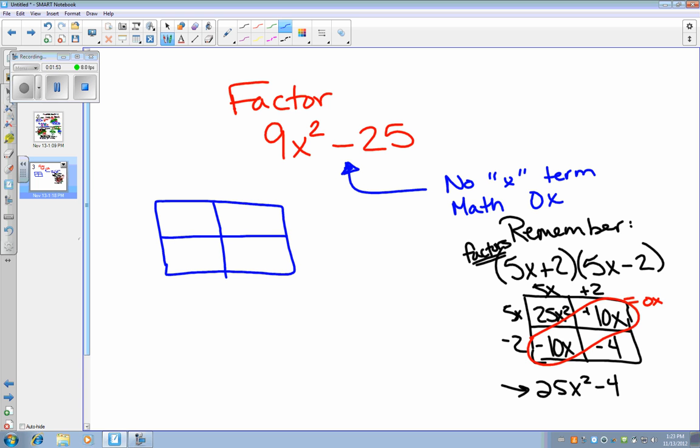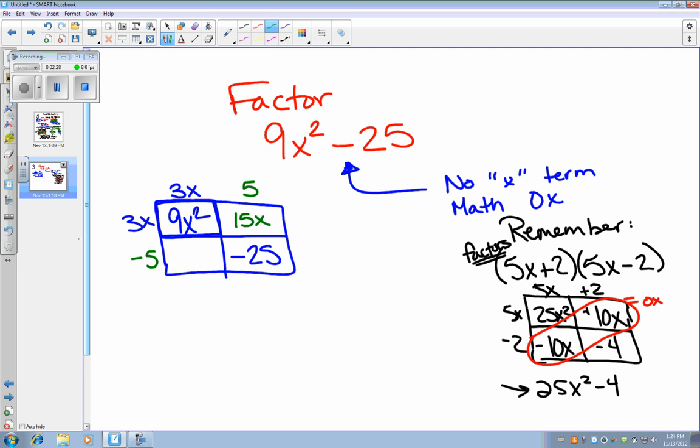I know that in this first spot is going to be a 9x squared. And in this spot down here is going to be a negative 25. Now, if I look at this, one thing I might want to try for the 9x squared, and it's not guaranteed that it's going to work, but 3x times 3x certainly will give me 9x squared. And if you're into trial and error, 5 times negative 5 does equal negative 25. So I'm just going to try this and see what happens.